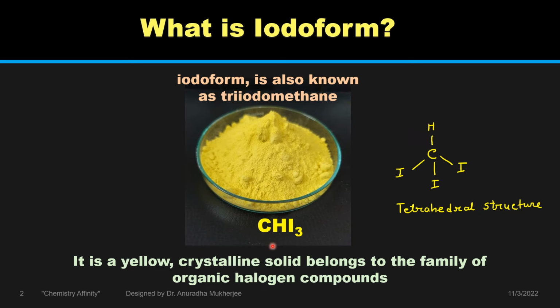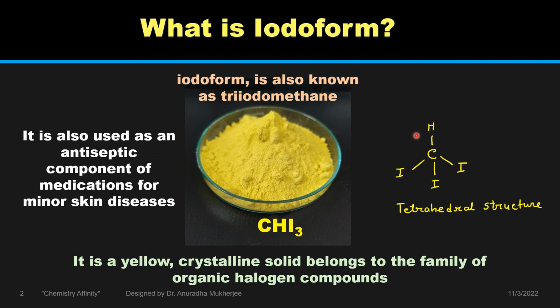Iodoform formula is CHI3. This is a tetrahedral structure, CH and 3 iodine is connected with carbon. CHI3 is a yellow crystalline compound and it is also used as an antiseptic for the medication of minor skin disease. Iodoform reaction is also used as a qualitative test in the chemistry lab to identify methyl ketone.